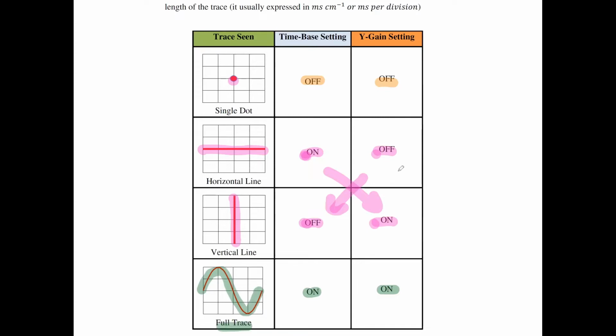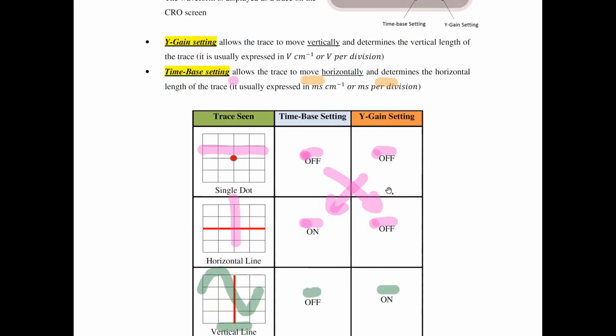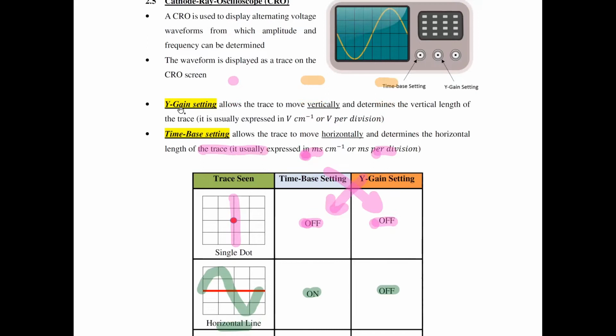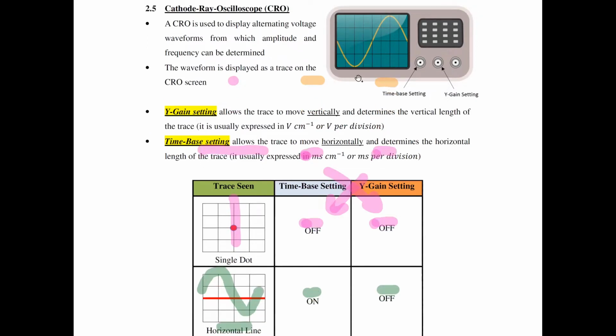Okay, so this is the effect of changing your settings. Actually, when you adjust your Y-gain setting and time-based setting, just now I mentioned that it determines the vertical length and horizontal length of your trace. It will actually affect how big the trace will look on your screen.